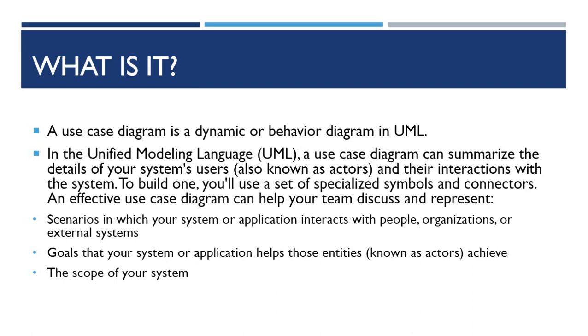To build one, you'll use a set of specialized symbols and connectors. That is, when you are trying to make a use case diagram, you'll use a set of specialized symbols and connectors for that. An effective use case diagram can help your team discuss and represent: first, the scenarios in which your system or application interacts with people, organizations, or external systems. Second, the goals that your system or application helps those entities, known as actors, achieve. And the third is the scope of your system.